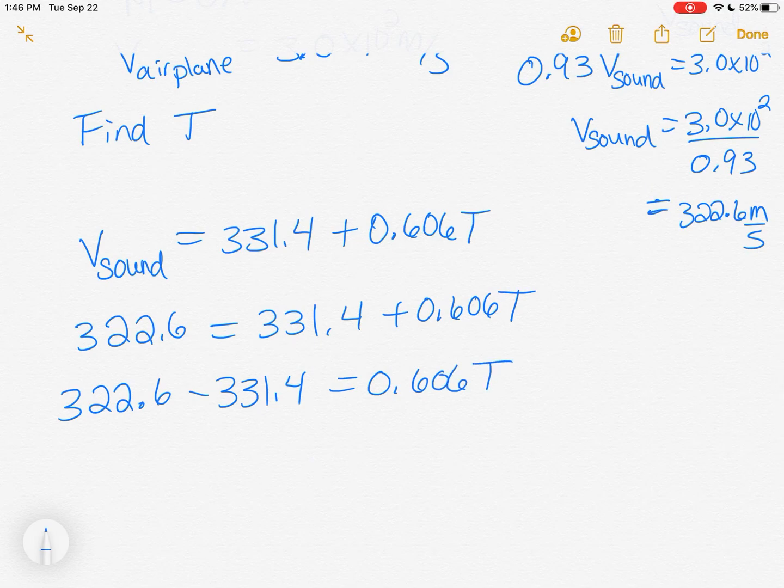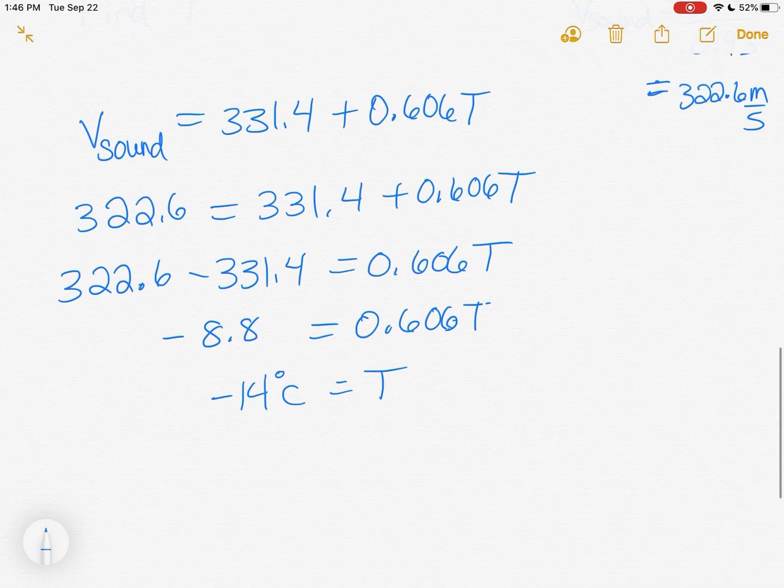Okay, so 322.6 minus our 331.4. So we've got negative 8.8 is equal to our 0.606 T. So we're going to divide by 0.606. So that means our temperature is negative 14 degrees Celsius. Since we're dealing with an airplane, that actually makes quite a bit of sense because the airplane is probably relatively high up in the air. And so it's definitely probably not very warm up there.